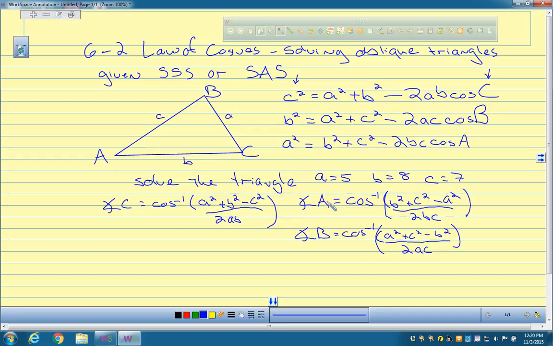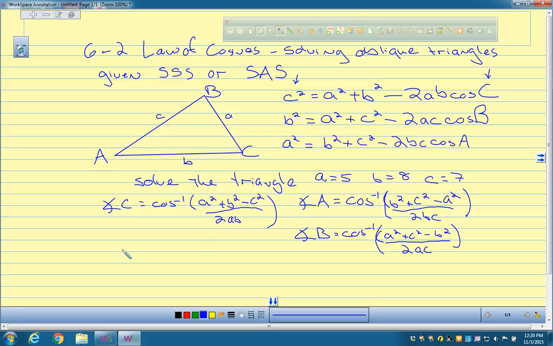But basically, here's the angle. These are the two sides around the angle. Then you subtract the opposite side squared and divide by these two sides again. So if you recognize it once, you don't have to memorize 3 formulas. All you have to know is how it works. So in this case, solve the triangle.